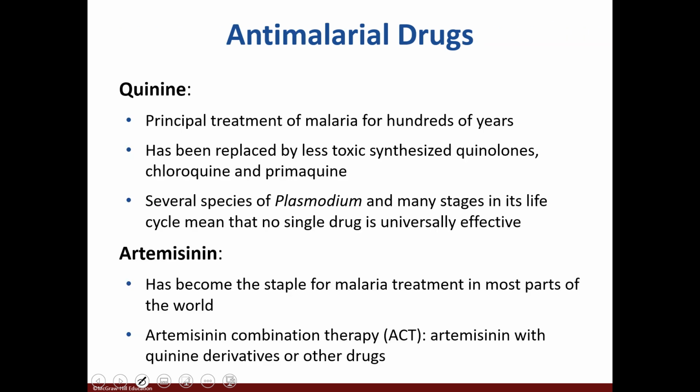Let's look at antimalarial drugs which target protozoans. Quinine used to be the go-to treatment, but less toxic drugs like chloroquine have been used lately. There are many stages in the life cycle of Plasmodium, so it's a bit difficult for just one drug to work. Artemisinin is also used to treat malaria.